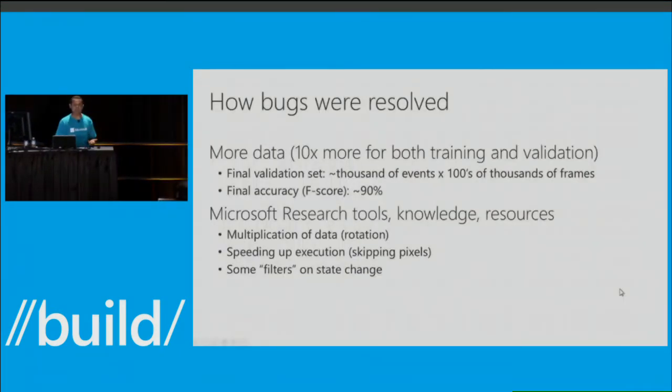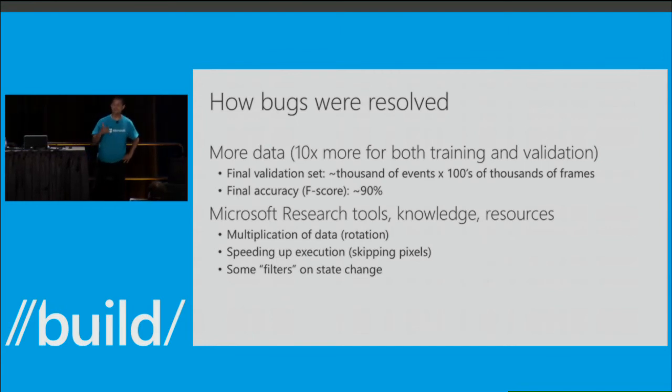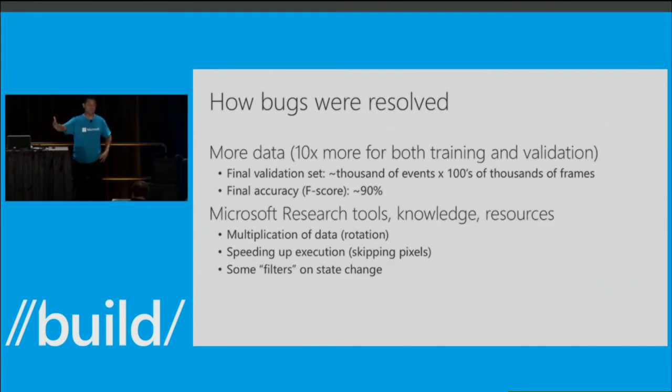How were those bugs resolved? Between December and the time we finished, we collected 10 times more data. So this is one of the challenges of machine learning. For you to get to 80% recognition, an accuracy of 80%, you require an amount of data. To get to the final, we shipped with our F score of 90%, you need 10 times more data.